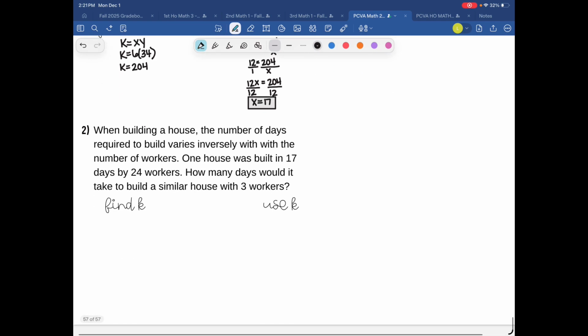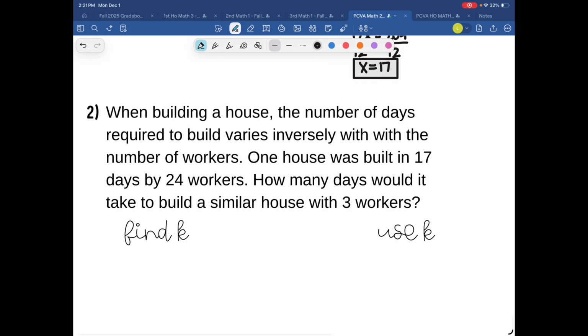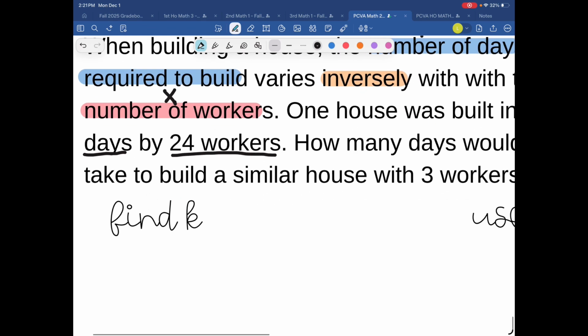All right, so same thing here. It says when building a house, the number of days required to build varies inversely with the number of workers. So again, it's always going to be y varies inversely with x. So y is the number of days, x is the number of workers. So one house was built in 17 days by 24 workers. We're going to use that to find the k value.